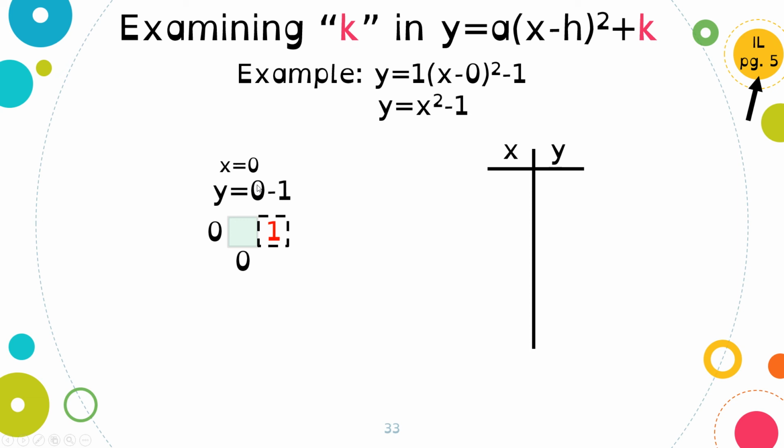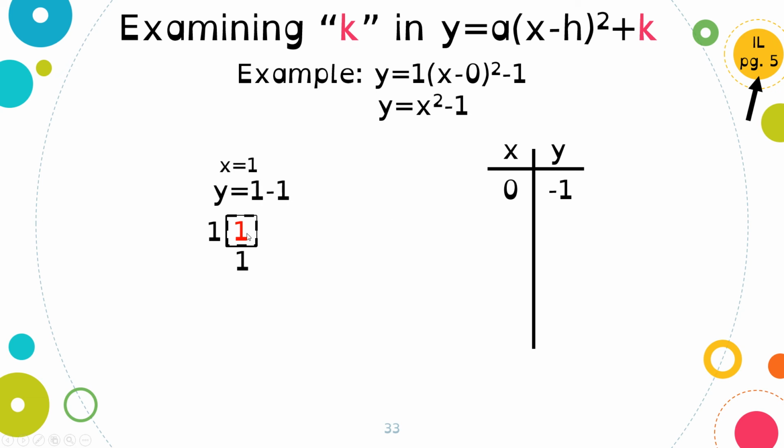So if x is equal to 0, we have a 0 side length. So our original area is 0 squared, so that's 0. But then we're subtracting 1, so we're taking 1 away. So that means 0 take away 1 is negative 1. So when x is equal to 0, y is equal to negative 1.